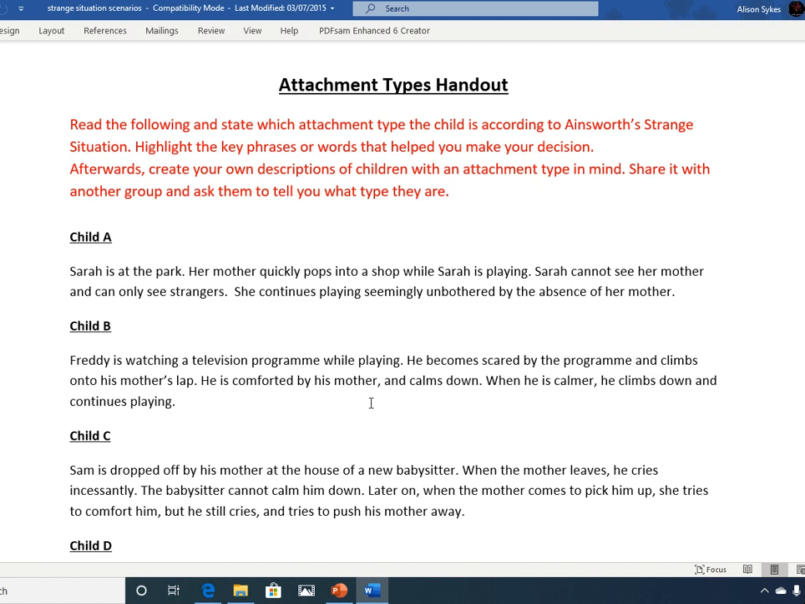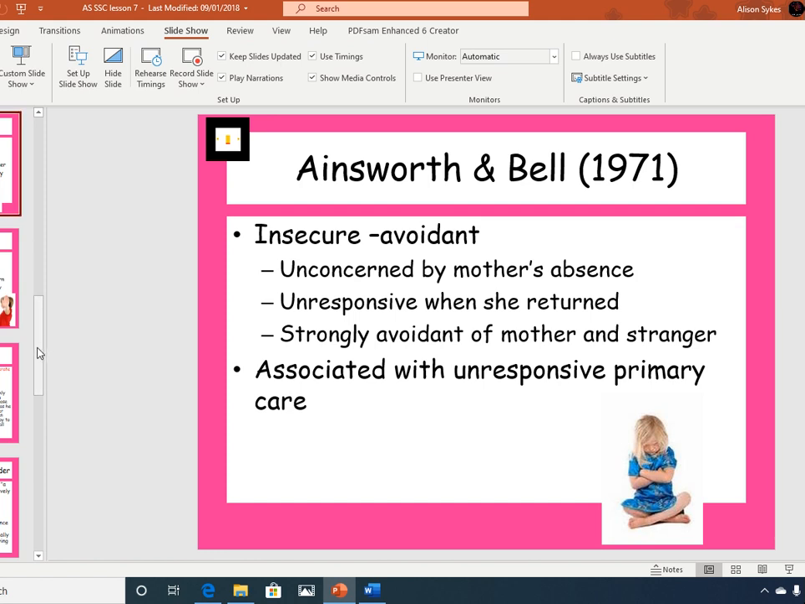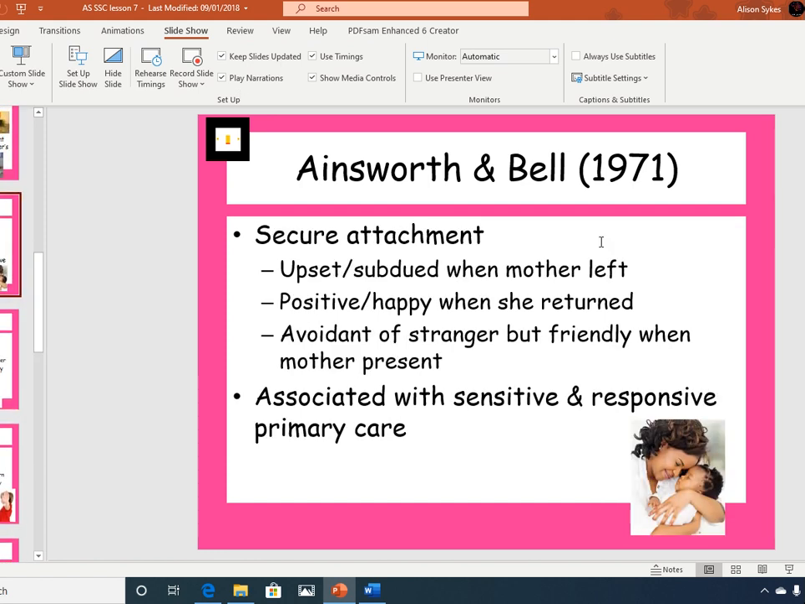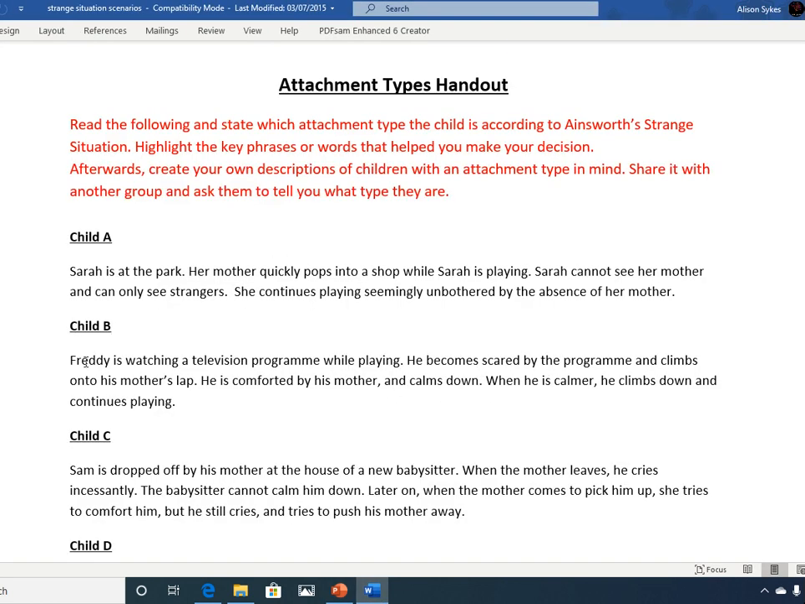Freddie's watching a TV programme or playing, he becomes scared, climbs onto his mum's lap, he's comforted by his mum and calms down. When he's calmer, he climbs down and continues playing. I would suggest that this was a secure attachment, because, and I know it's not made clear on here, we've got a child who uses his mum as a secure base. So a key thing on this is he goes to his mum because she is secure for him, he receives comfort from her, and then he's able to play.